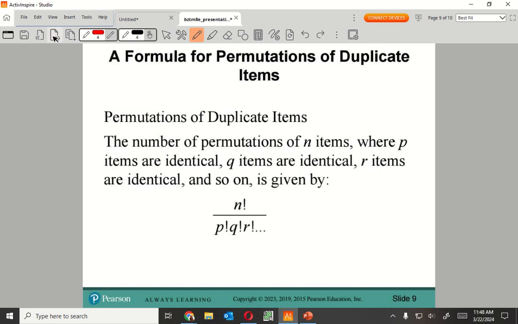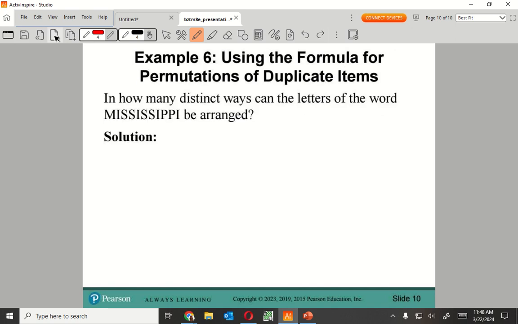All right, now for this next one, it says permutation of duplicate items. The number of permutations of n items, n refers to my total, where p items are identical, q items identical, r items are identical, and so on, is given by this. Now, this problem makes no sense at all. So let's actually put it to work, see what that means.